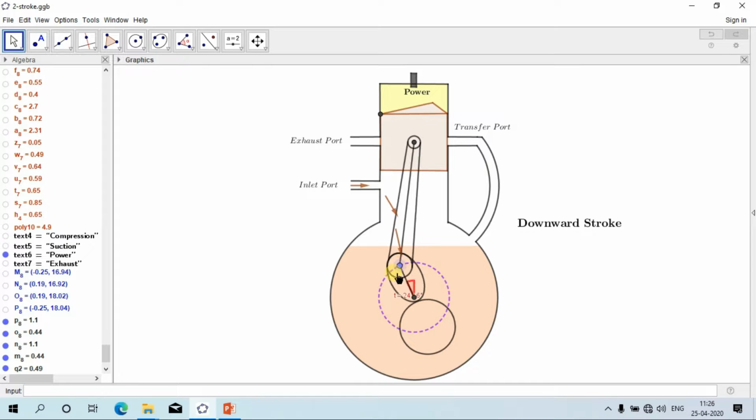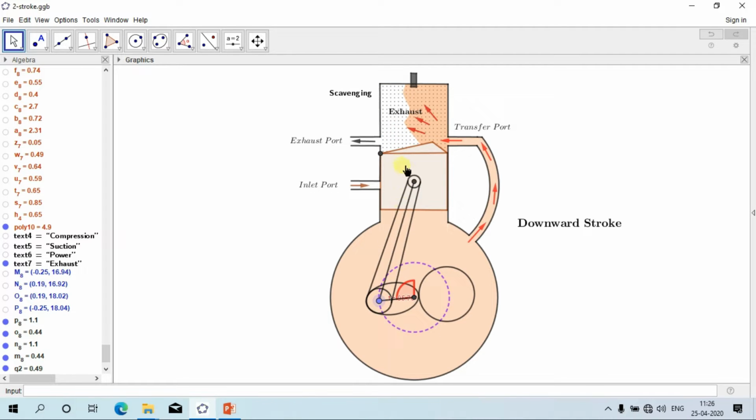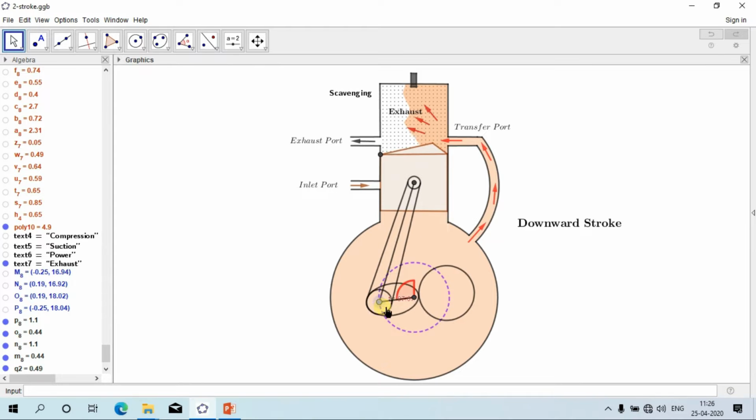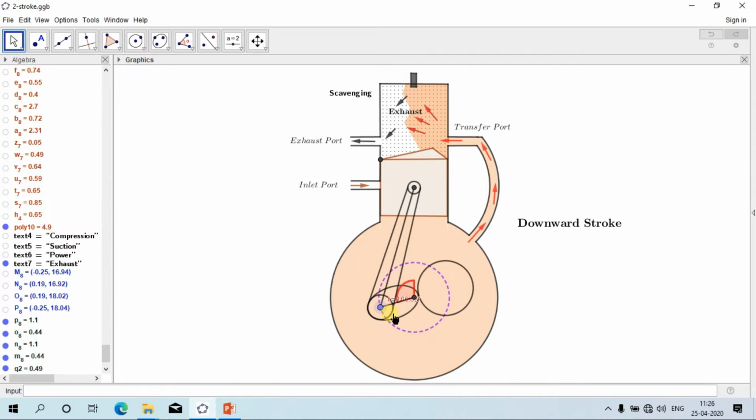Let me show you. As you can see, when the piston is in this position, it is blocking the opening of the inlet port. This means there will be no movement of charge inside the casing when the piston is in this position.